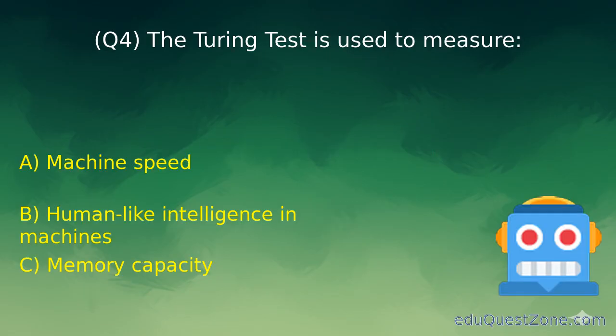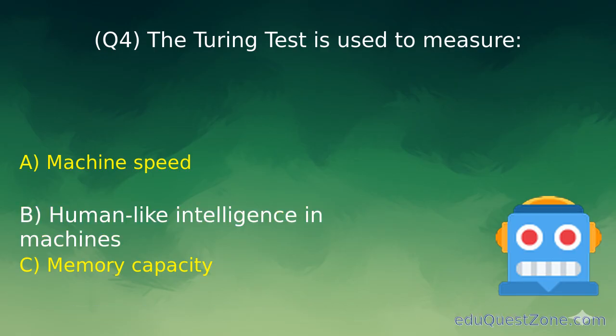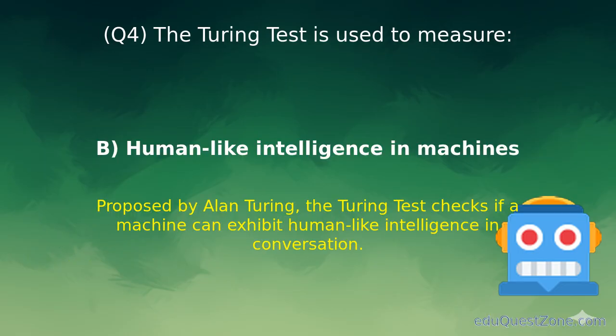Question 4. The Turing test is used to measure what? Option B. Human-like intelligence in machines. The Turing test checks whether a machine can imitate human conversation and behavior.